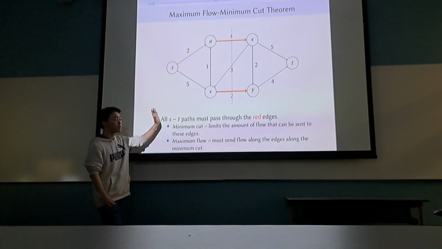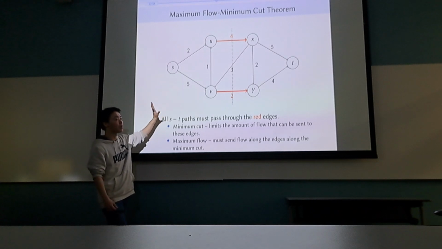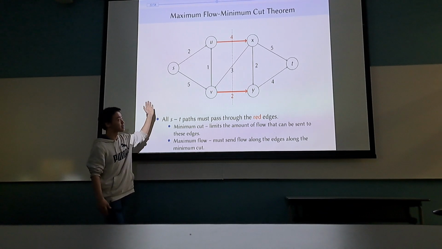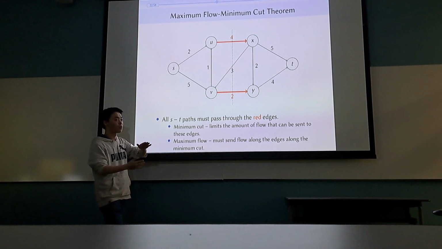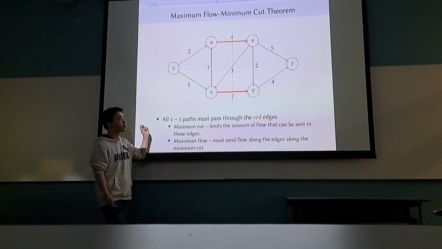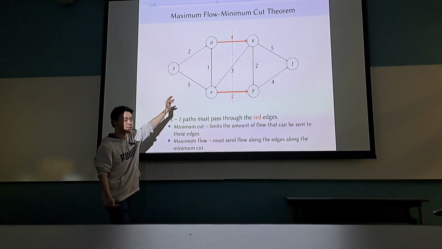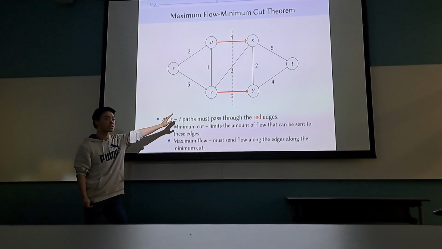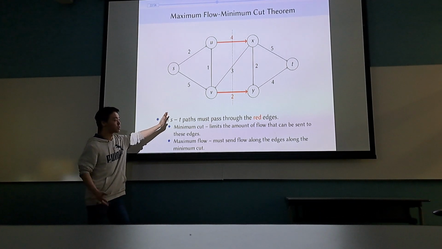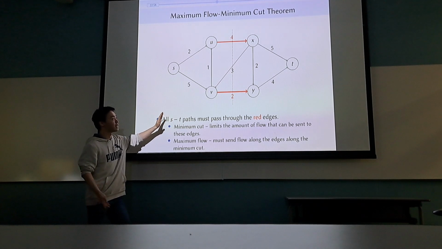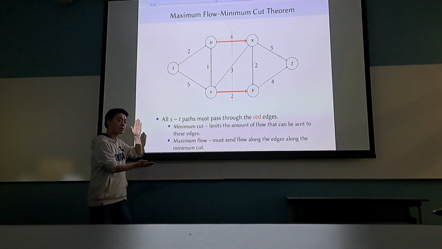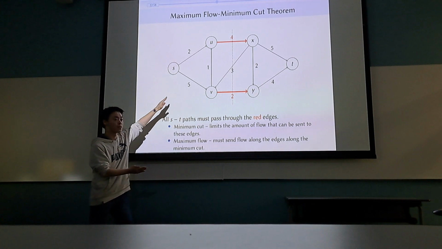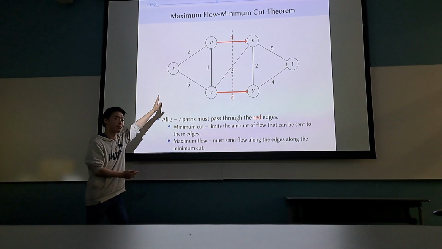Now, the minimum cut will tell me exactly how much flow I can actually send along these edges, because there could be some paths that have a wider capacity, but along the way I have to pass through all of these edges. And as a result, because I have to pass through all of these edges, and the sum of their weights is minimal, the maximum flow is limited by the weights along these particular edges along my cut.